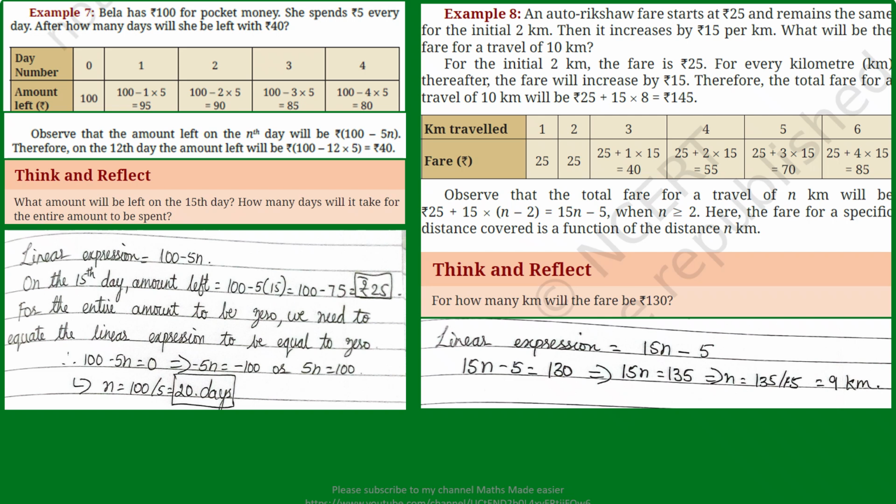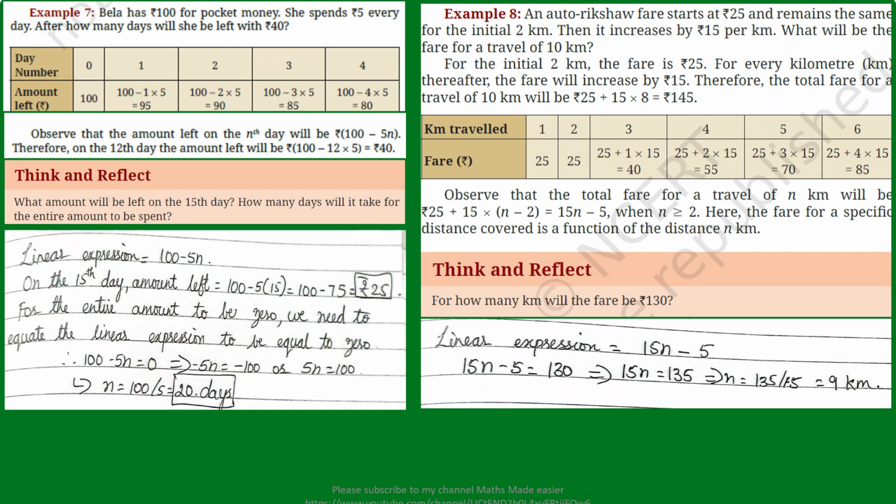So for the initial 2 kilometers, the fare is 25. So first kilometer is 25. You go for one more kilometer, making it 2 kilometers, till you reach 2 kilometers it is 25 only. Now, when you reach 3 kilometers, there is an extra kilometer. You have to pay 15 rupees more. So the amount becomes 40. When you travel for 4 kilometers, once again it increases by 15 rupees, making it 55 rupees at the end of 4 kilometers.